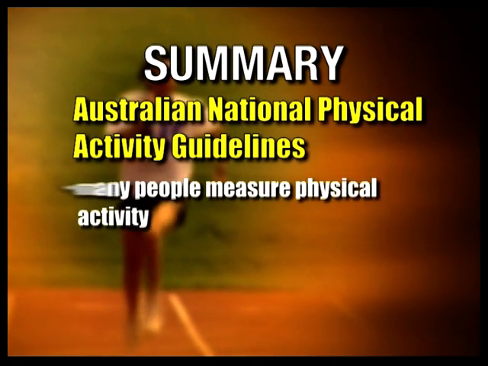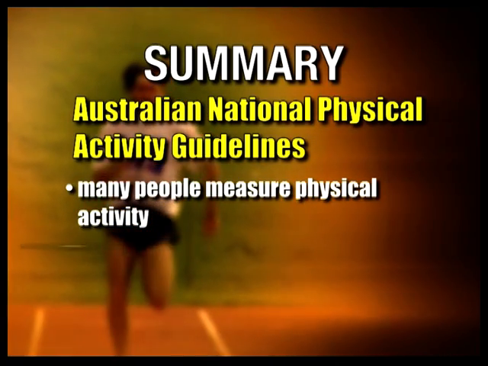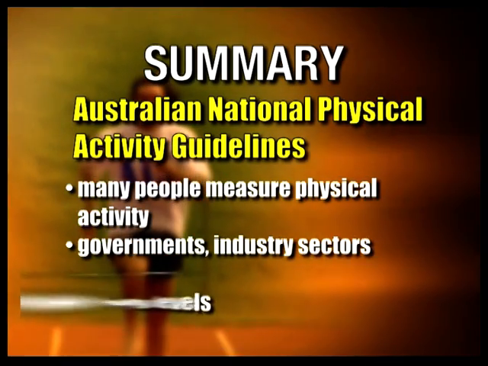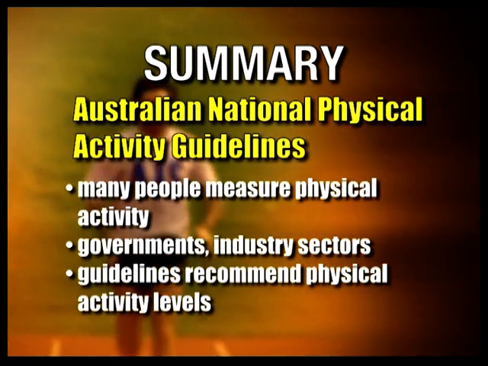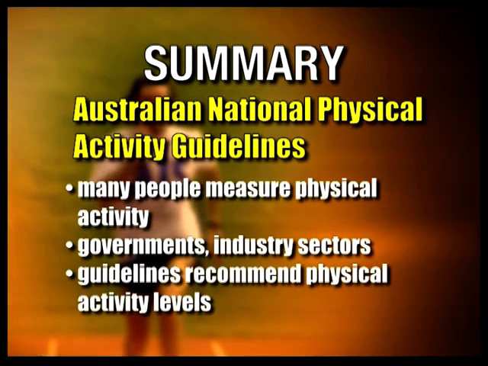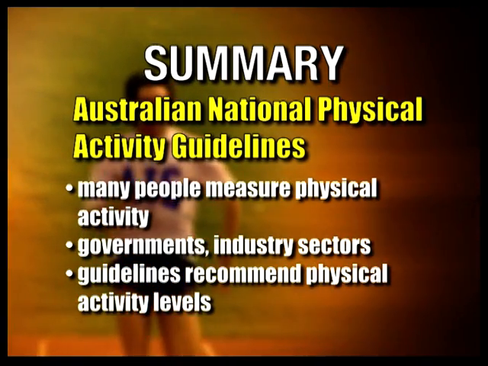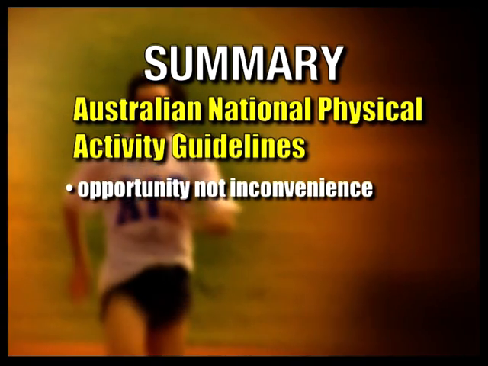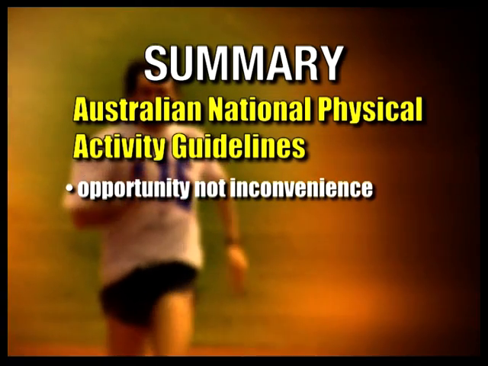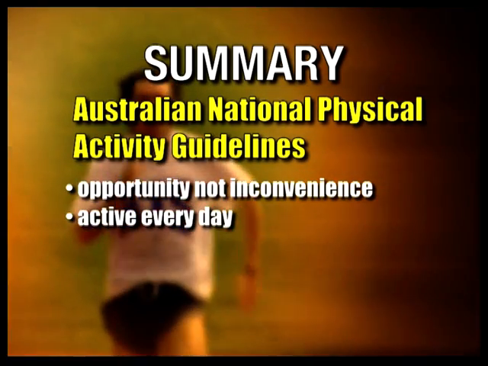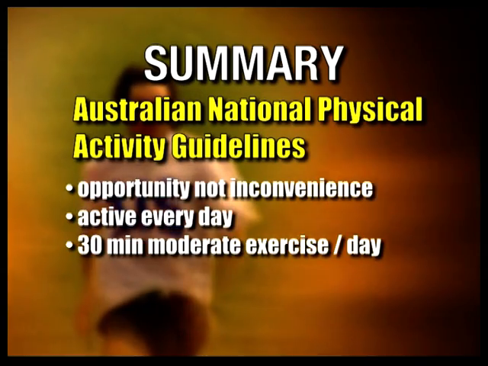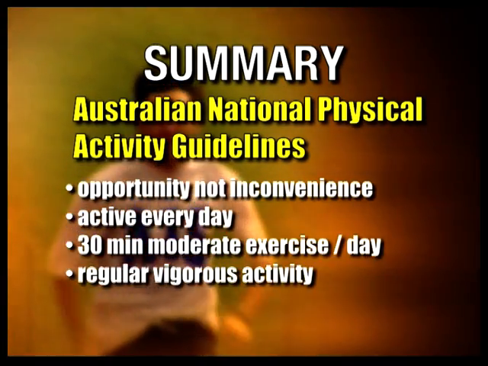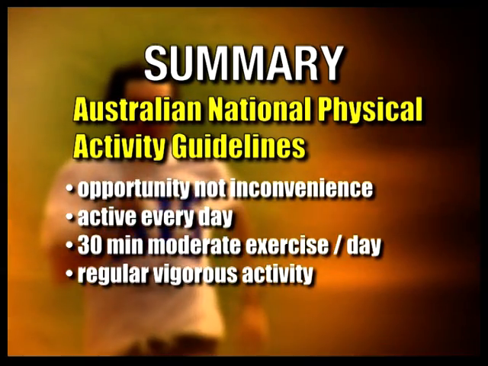Many people are interested in measuring physical activity levels, including governments and various industry sectors. The Australian National Physical Activity Guidelines recommend physical activity levels for adults, adolescents and children. The 4 guidelines for adults are to view physical activity as an opportunity, not an inconvenience, to be active every day, to do 30 minutes of moderate exercise a day, and do regular, vigorous activity for greater fitness.